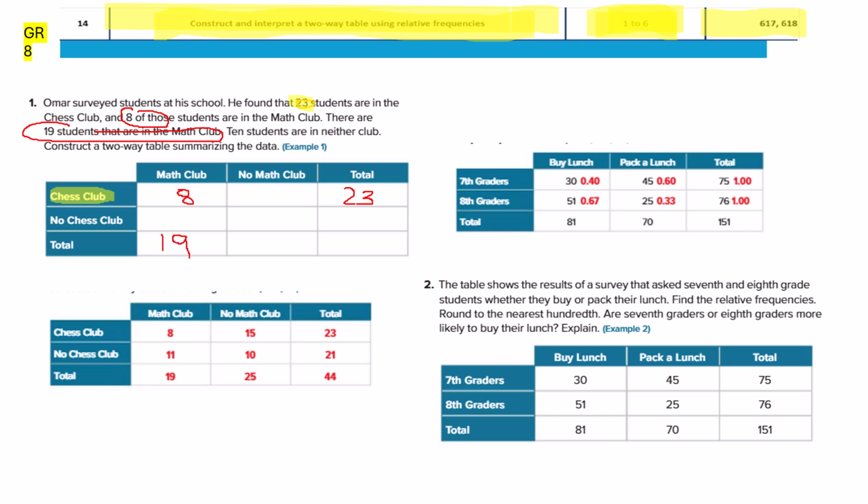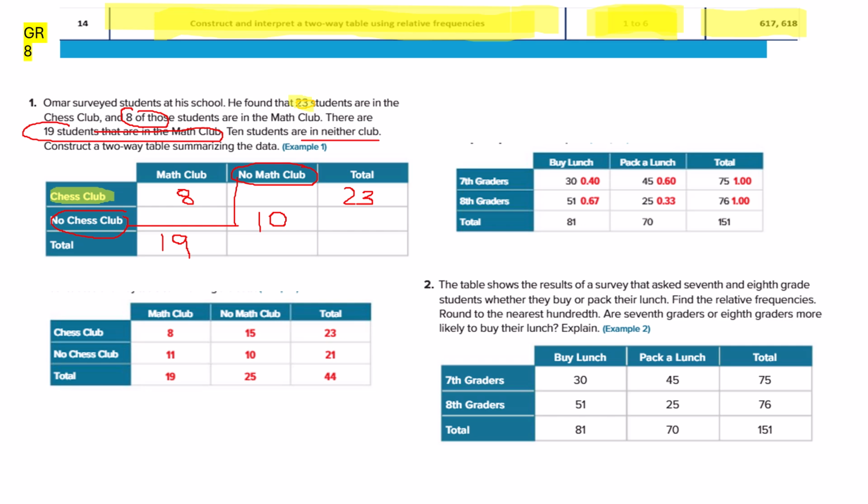And then they give us another bit of information which says 10 students are in neither club. So they're not in the maths team and neither are they in the chess team. So there's the no maths club and the no chess club. So if you look at it, these two will meet here. Therefore, we fill in the 10 here. So we are given all this information now. So we have to find the rest of the missing information.